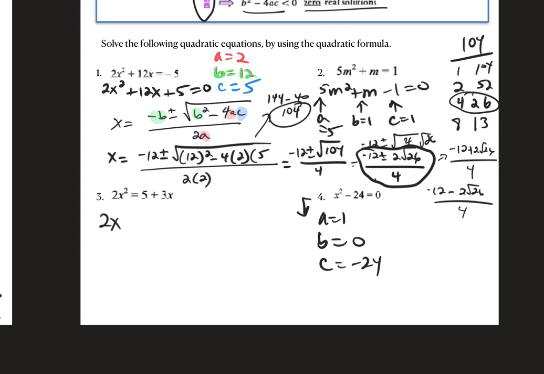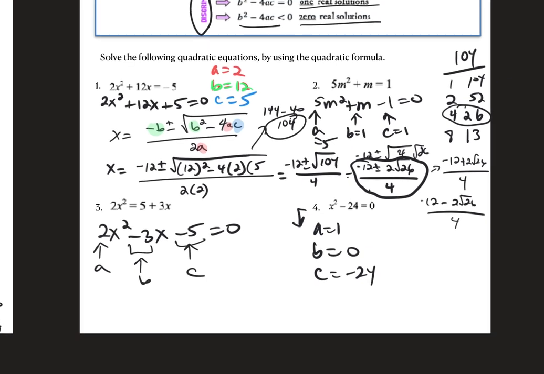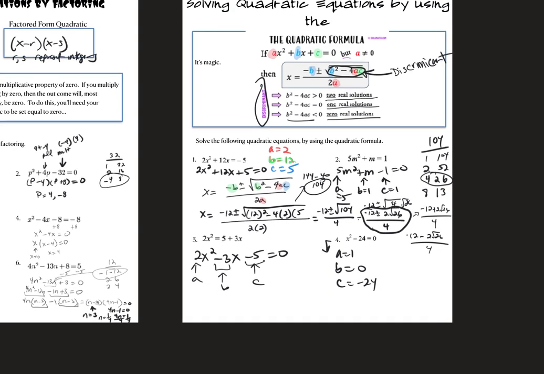Here, I have to make sure I move all of the things over to one side and set it equal to 0. So I subtracted 5 and I subtracted 3x. A is 2, B is negative 3, and C is negative 5. You again are going to plug that into the quadratic formula and use that as a way to solve.